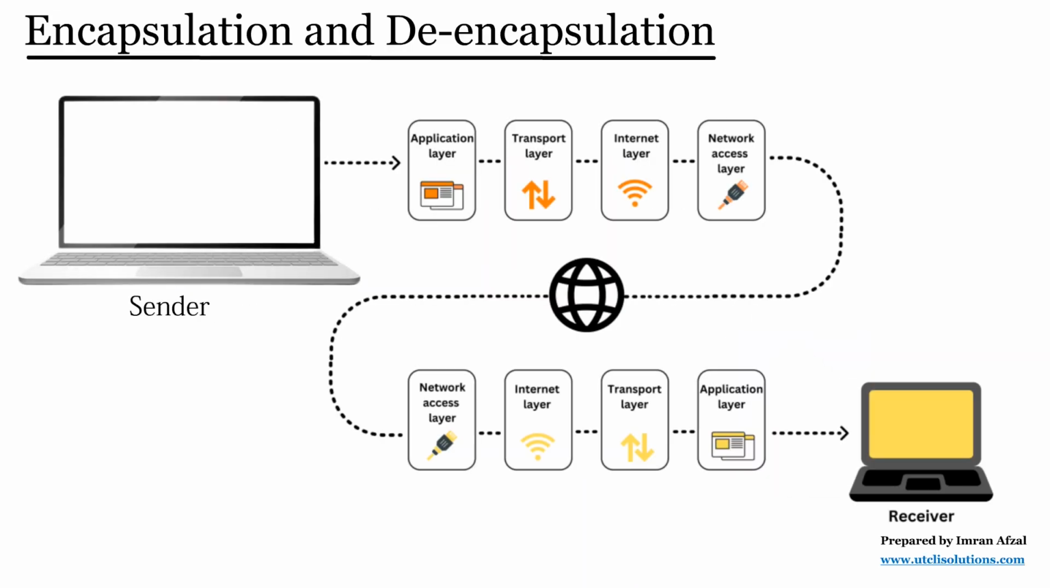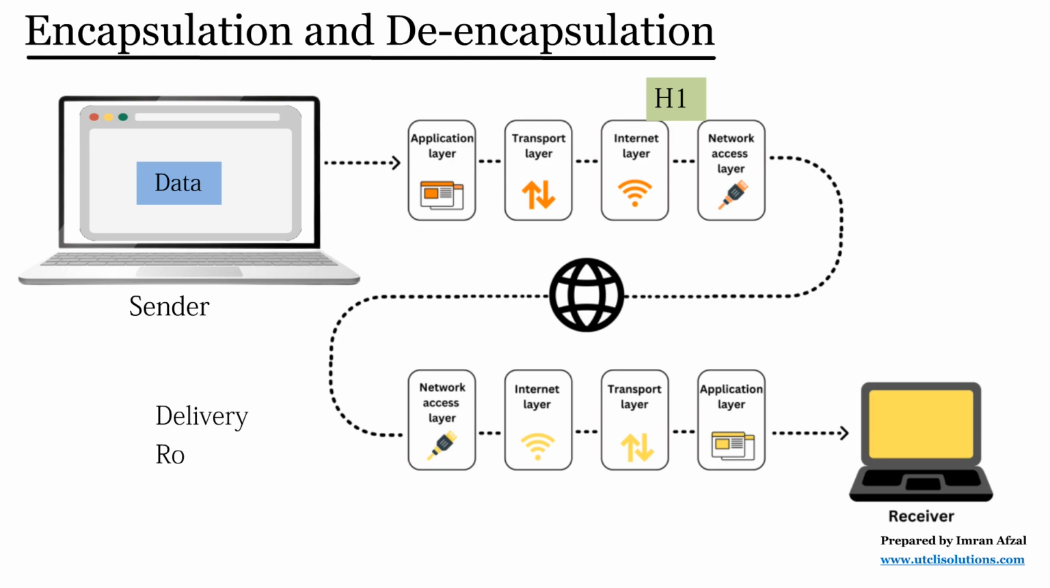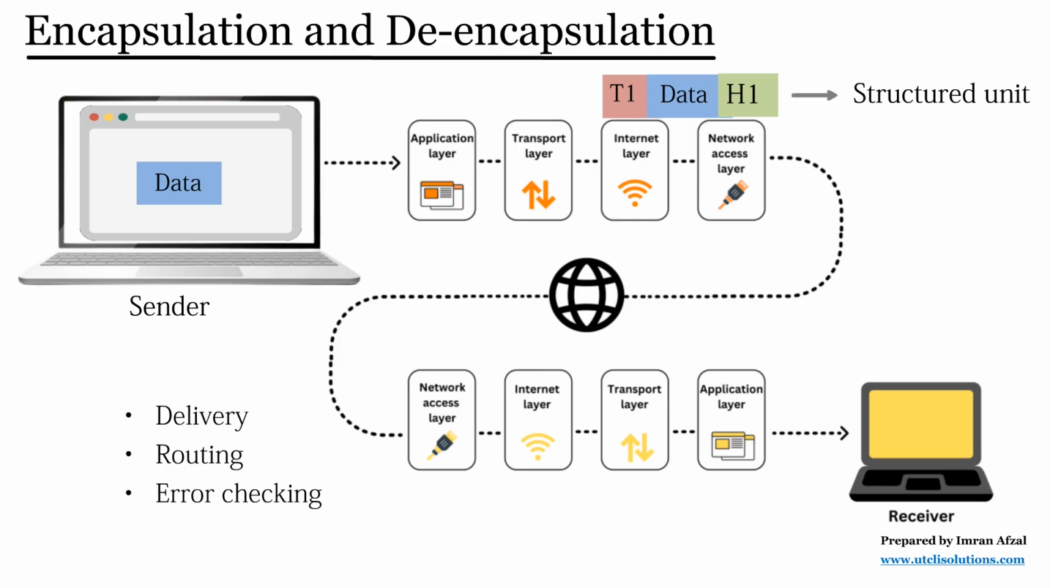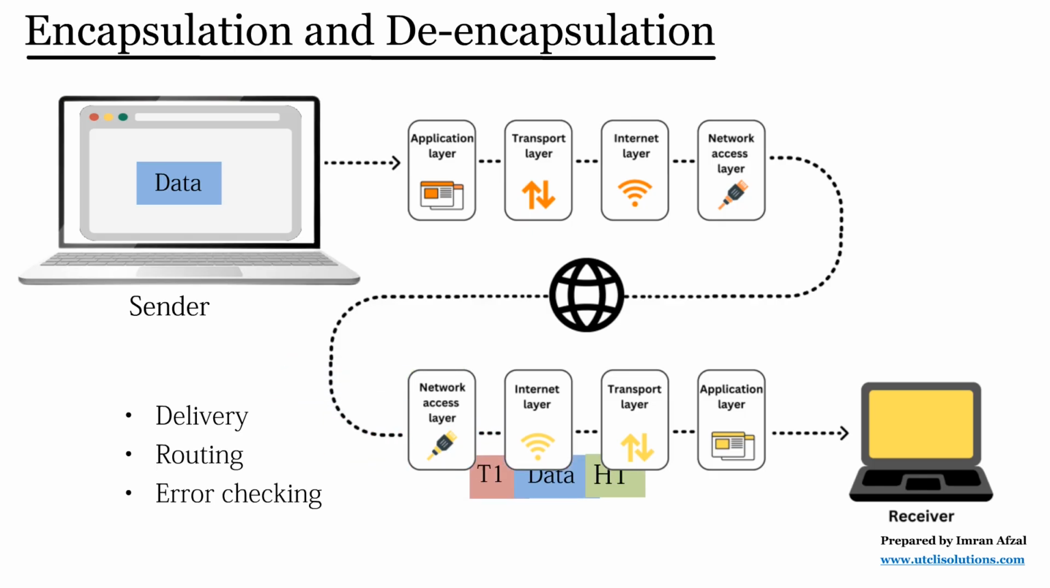Let's begin with a basic scenario. A user opens a web browser and requests a web page. The browser creates a message that needs to be sent to a web server. This message passes through the layers of the TCP/IP model. At each layer, specific information is added to help with delivery, routing, and error checking. This added information is called a header. In some cases, a trailer is also added. The message becomes a structured unit of data that can be transmitted across the network.